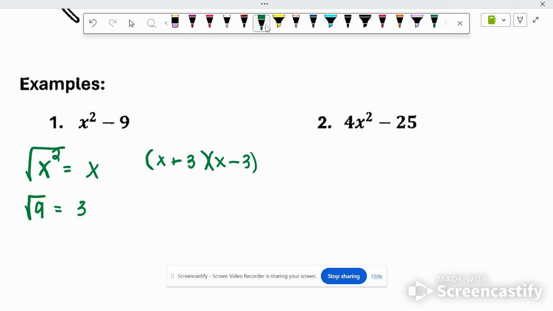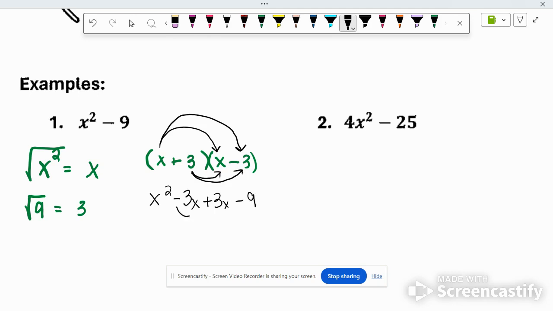I want to FOIL that and show that that works, because that looks weird to me. So let's see. x times x is x squared. x times negative 3 is negative 3x. 3 times x is a positive 3x. And 3 times negative 3 is negative 9. What happens to these two terms in the middle? Yeah, they cancel each other out. Absolutely. So I have a perfect square minus another perfect square. Remember, the word minus means difference. So that's why this is called the difference of two squares. Okay?